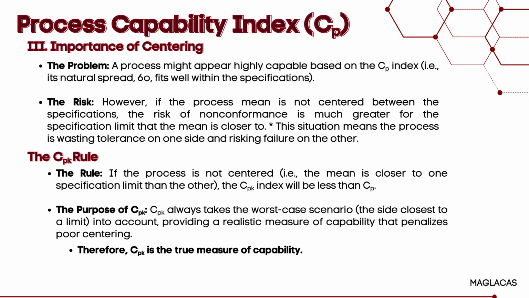The basic Cp index can be misleading because it only compares the process spread, the 6 sigma deviation, to the specification range, ignoring the process mean's location. If the mean is not centered, the process wastes tolerance on one side and raises the nonconformance on the other. The Cpk index corrects this by always considering the worst case scenario, the specification limit closest to the mean, meaning the Cpk will always be less than the Cp index when the process is poorly centered. Therefore, the Cpk index provides a true measure of capability as it penalizes a lack of centering.